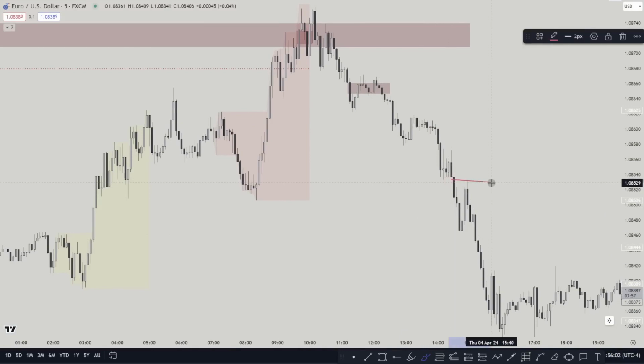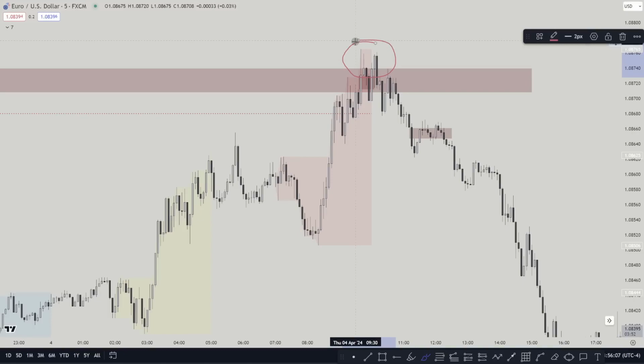You see another one that could have been an entry and price started going lower. Why? Because now you know that this is your high of the day. This is how we actually spot the highs or lows of the day.